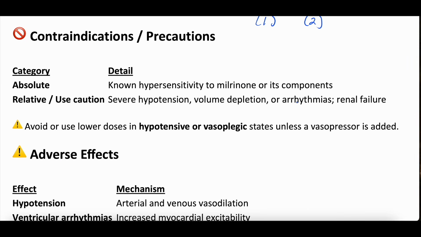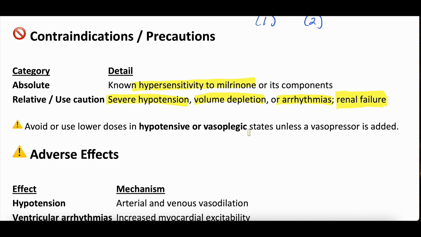Contraindications and precautions. Absolute contraindication, the only one is known allergy to Milrinone. Relative contraindication or cautious use: severe hypotension, because Milrinone will worsen the hypotension as an arterial and venodilator. Those with volume depletion, mostly because that'll just worsen hypotension. Arrhythmias, just like Dobutamine, Milrinone can increase the risk for arrhythmias. And then use with caution in those with renal failure, because Milrinone, the active drug, I should say, is renally excreted. So you get a dose accumulation in those with renal failure.